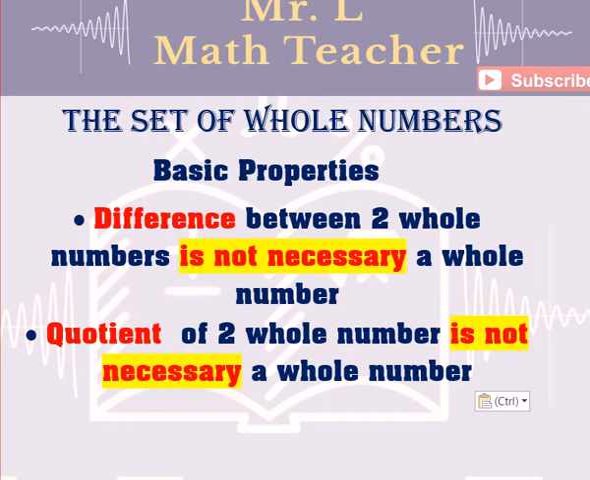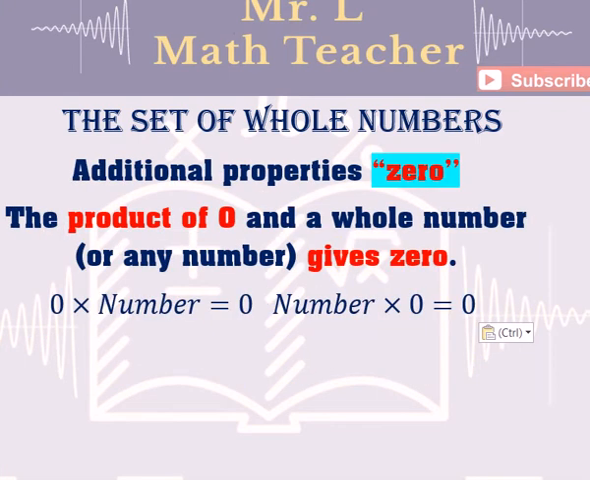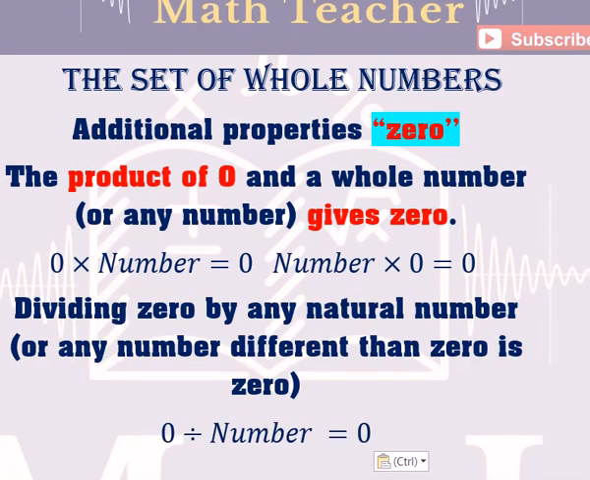We can add additional properties concerning the 0, in which if you multiply any whole number, or any number later on, by 0, the result will be 0. So 0 times a number is 0. A number times 0 is the same, 0. Same thing if you divide 0 by any number, the result will be 0. But of course you are not allowed to divide by 0, meaning we don't have 0 over 0.